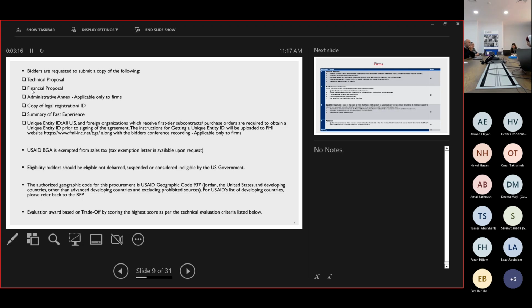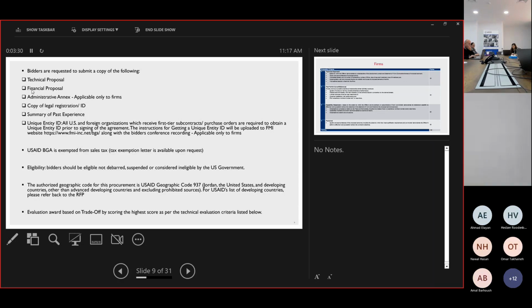The authorized geographic code for this procurement is USAID Geocode 937, which covers Jordan, the United States and the developing countries, but excludes the advanced developing countries. In the RFP there is a list of the developing countries and which countries are within Geocode 937.